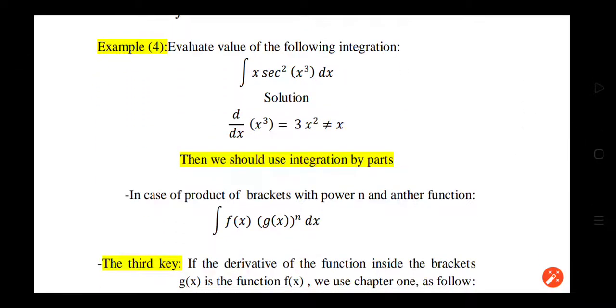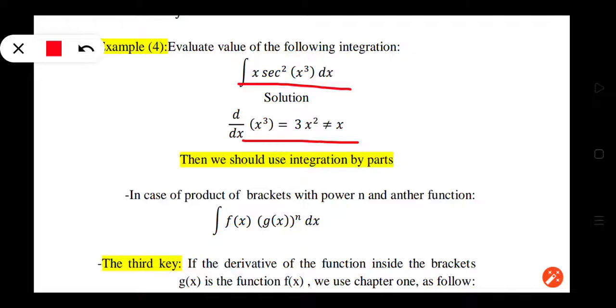Evaluate the following integration, the second integration, x sec squared x cube. We use the second key, or do a simple test. d by dx for x cube is 3x squared, not equal x. Then the second key doesn't work, we must use integration by parts.